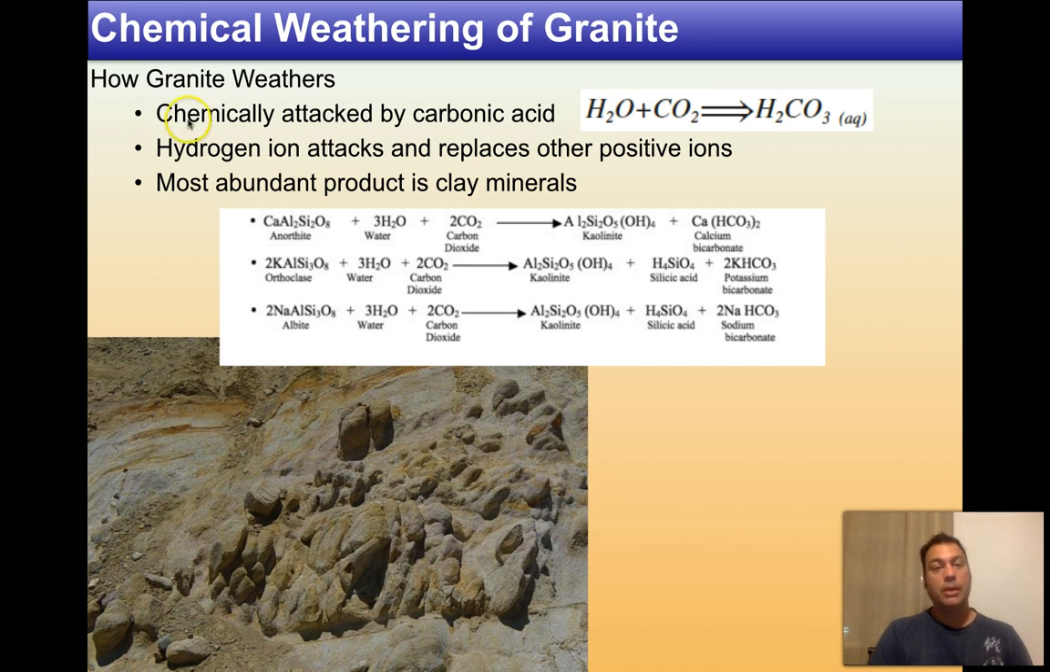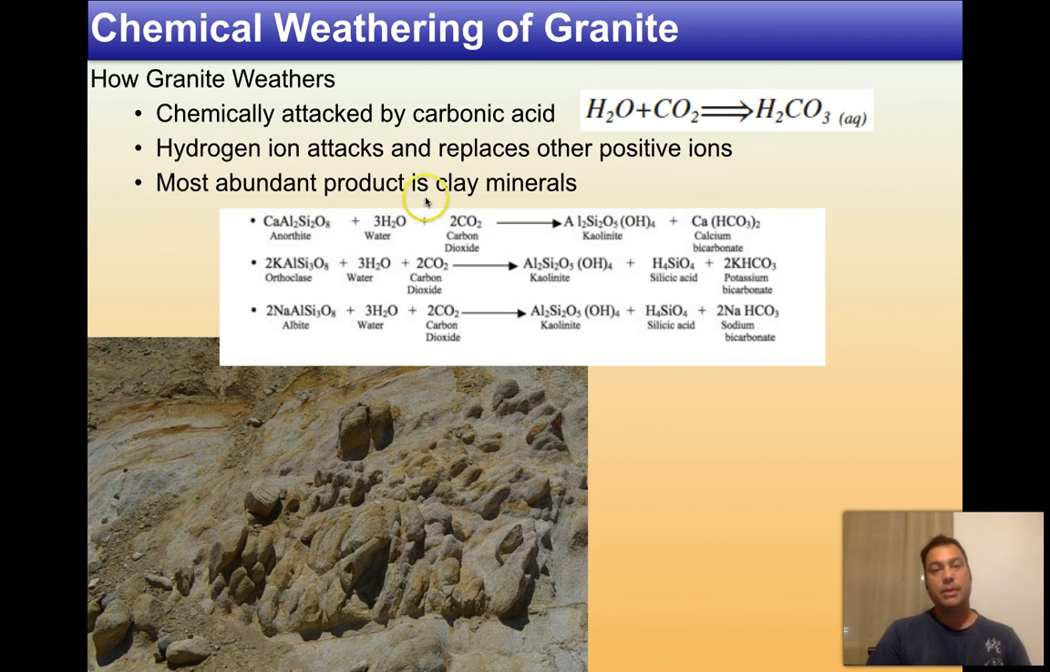All right, so generally, it's chemically attacked by carbonic acid. Carbonic acid is generated in the atmosphere. We have water, which is in the rain, and CO2, that's what we breathe out. And that'll form carbonic acid, which is H2CO3. So the hydrogen ion attacks and replaces other positive ions. It's this hydrogen right here.